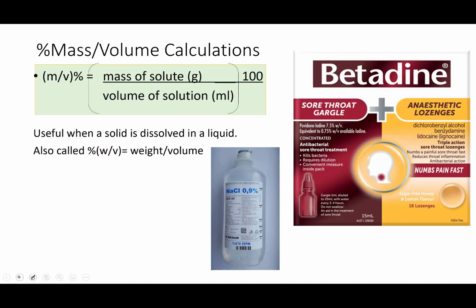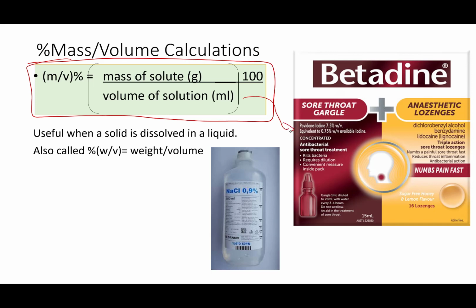All right, let's do something a little bit different. This is a similar calculation. You're going to notice all of these equations look very much the same. Mass of solute divided by volume of solution. So if we look at, for example, this betadine medication, this is a throat lozenge, this is a weight volume, and that is what is recorded on it. A saline solution is a solid dissolved in a liquid. So sometimes you're going to hear this reported as a weight volume.